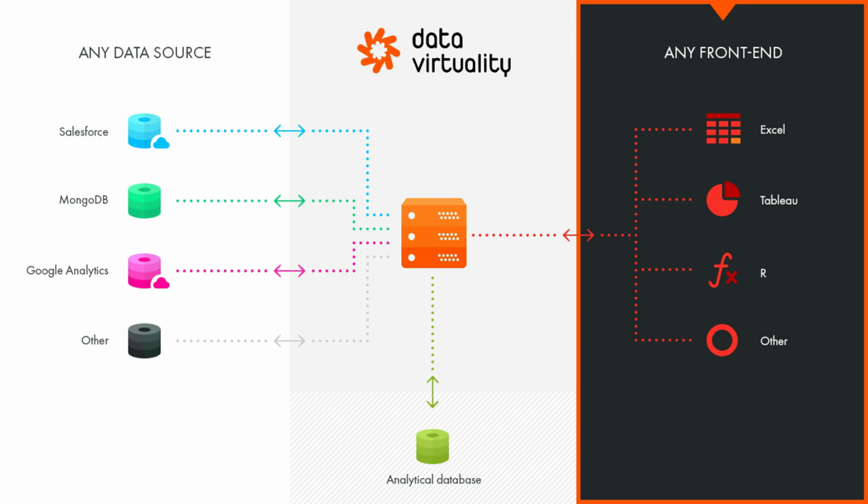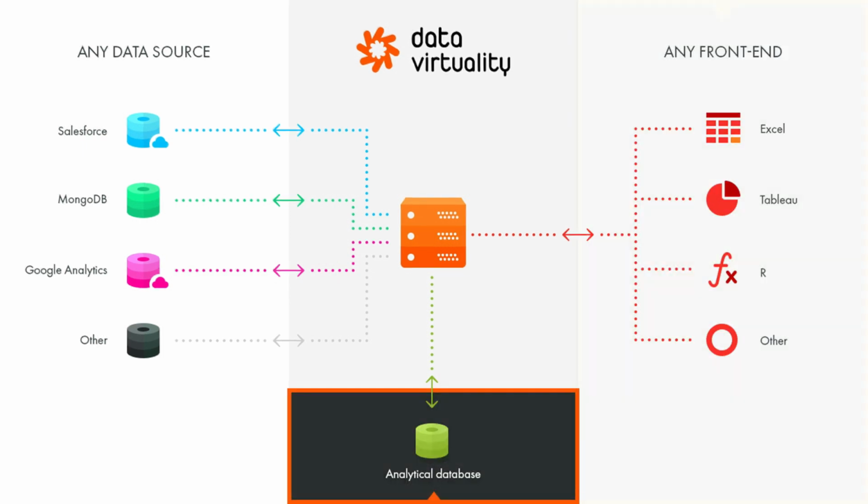When the datasets you want to work with are too large for live querying, or you want to work with historical data, you can use the analytical database of Data Virtuality. It will automatically replicate your data and will then serve it to the BI front ends without you having to change the data model. This way you can choose between real-time data from your data sources or the high query performance and robustness from the analytical database.